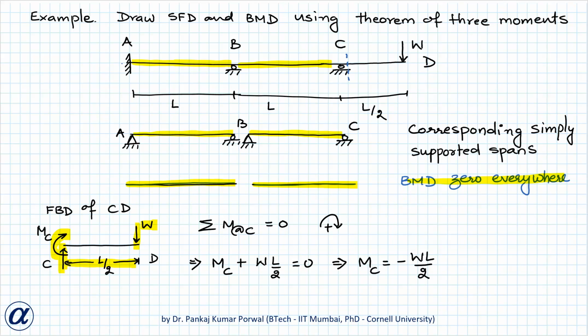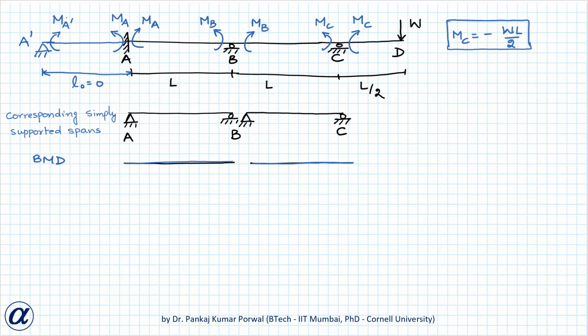Also note that at A we have a fixed support, so we add an imaginary span on the other side of the fixed support. Let's call this A dash, and the values of all the parameters for this imaginary span will be 0. Let's call this L0, that will be 0. The bending moment diagram will also be 0 everywhere. So now we can apply theorem of three moments on this beam. Here MA dash will be 0.